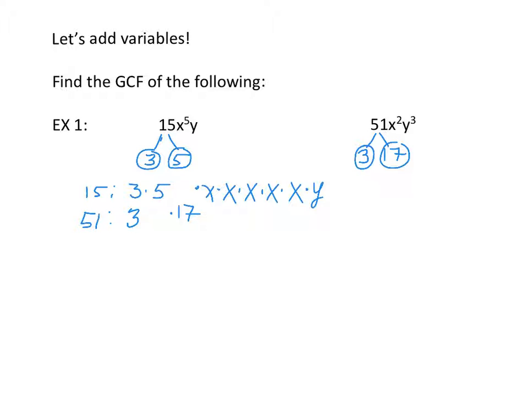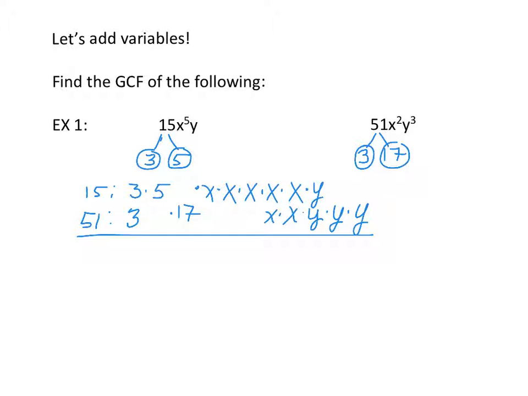The 51 has x squared, which is 2 x's. So you can line up those 2 x's anywhere underneath the 15's 5 x's. Again, I like to choose to line them up at the end. So there's the 2 x's for the 51. And then 51 also has 3 y's, so I can line up one of its y's underneath the 15's y, and the other 2 y's will have to have their own column. So then draw a line.